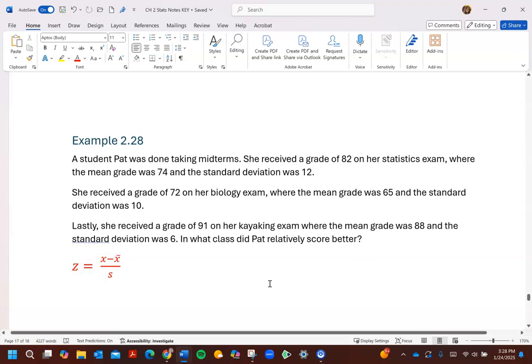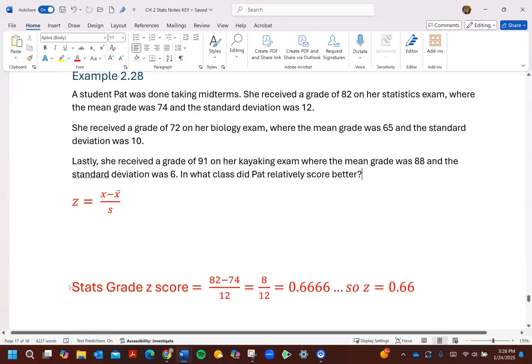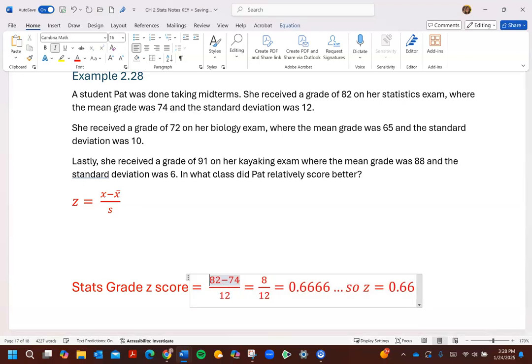And we use our formula z equals x minus x bar over s. The first one I've done out for you just so you can see. The stats grade z-score would be, I'd take that 82 up here, subtract the 74, divide by 12, so I get 8 divided by 12. And remember, if you're doing this on a calculator, you want to put your parentheses in.